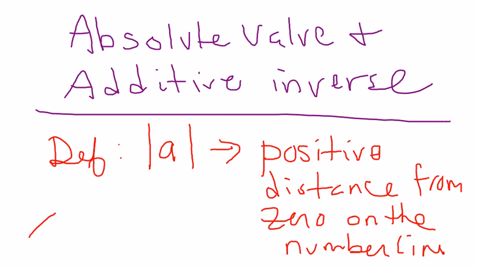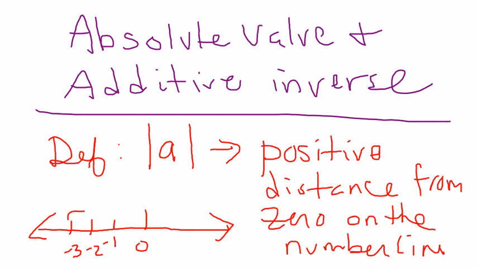Okay, well, let's just take a little look. Well, here's 0, -1, -2, -3. Well, clearly -3 is 3 units away from 0. If you think about length, you typically don't say, oh, it's -3 centimeters away. You say it's 3 centimeters away. So 1, 2, 3. And notice that 3 is also 3 units away from 0.